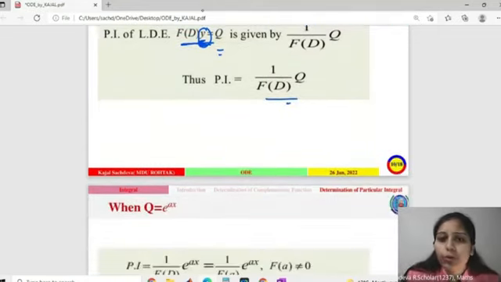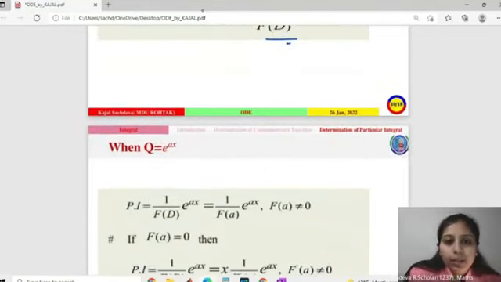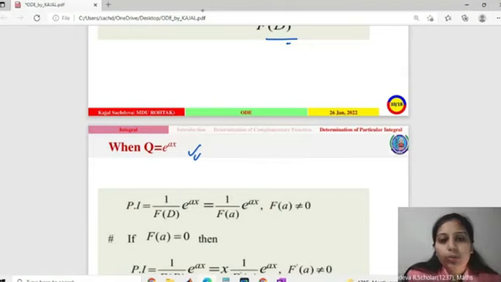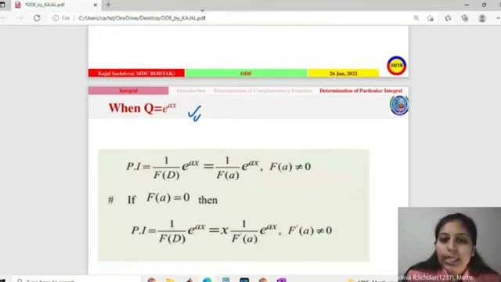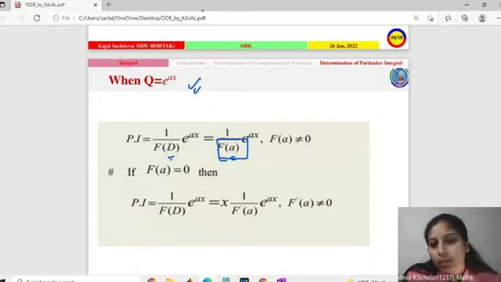So based on Q, we have different criteria to find the PI. When Q is equal to e^(ax), it means the right-hand side of the given equation is e^(ax). In this case, we just replace D by a, nothing else. But when we are replacing by a, the denominator should not be 0. If it becomes 0, then 1/0 will be infinity and we cannot find the solution in this case.